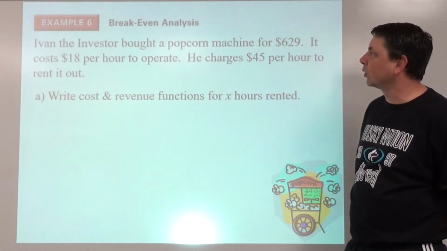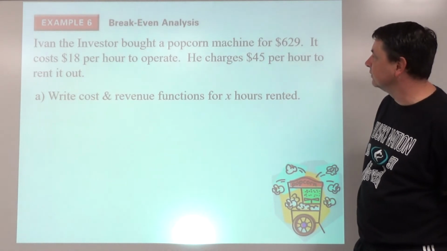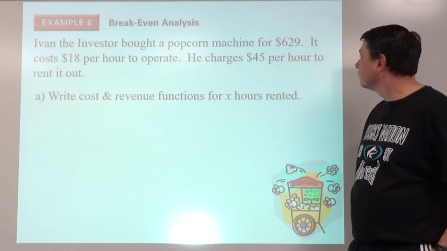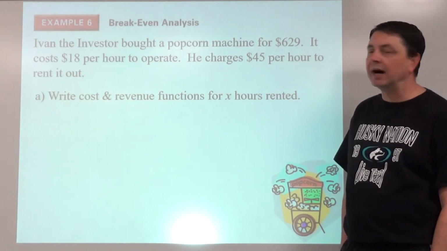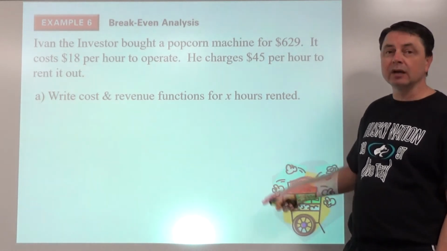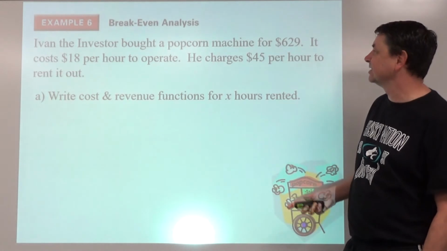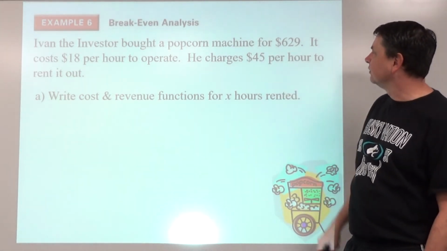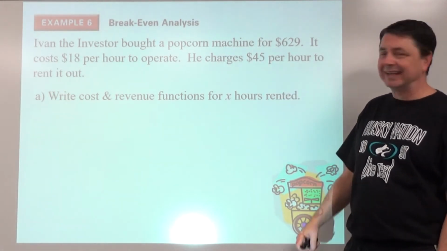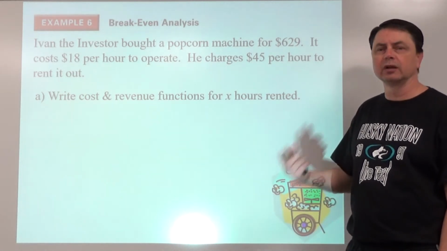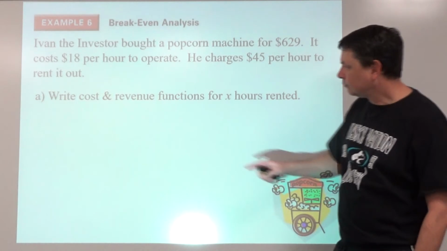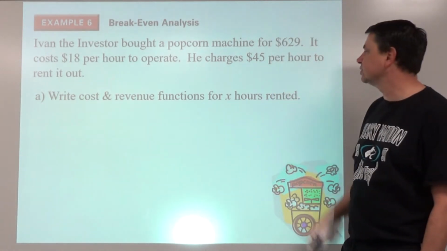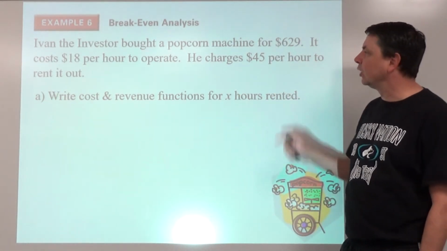Example number 6, break-even analysis. Ivan, the investor, bought a popcorn machine for $629, and it costs $18 per hour to operate, whether he's paying someone, using the electricity, all that kinds of stuff. He charges $45 per hour to rent it out, like school carnivals and other places, birthday parties, whatever. Write the cost and revenue functions for X number of hours rented.